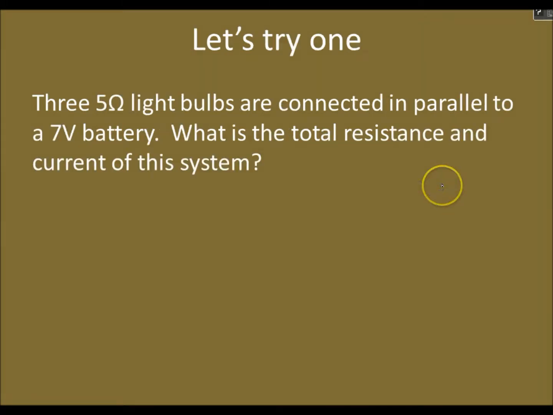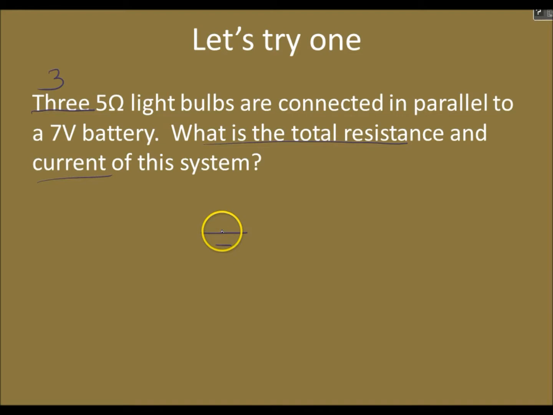All right, let's take a look at what that looks like. So 3, there's a number hidden by a word. 5 ohm light bulbs are connected in parallel to a 7-volt battery. What is the total resistance and current of the system? So let's do total resistance first. Let's draw this circuit so we can see what it is we're talking about.